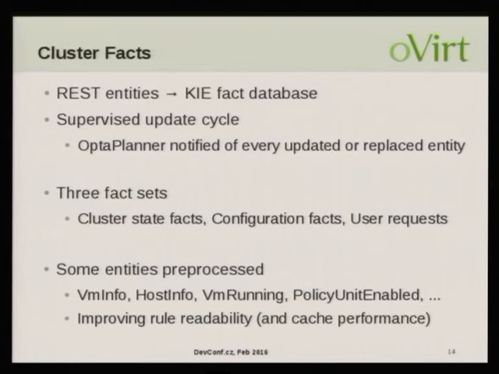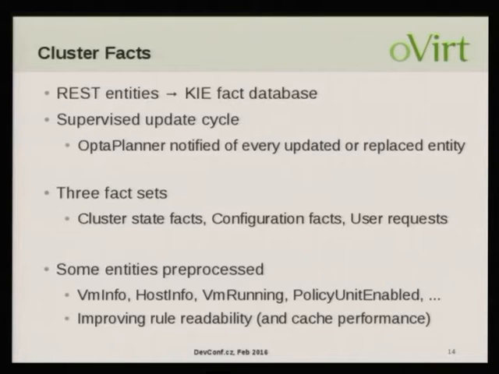Now, cluster facts. What do we actually do with those? So we get the REST entities from the SDK or the REST API. We convert them to objects that can be inserted into the Drools database. KIE is actually "knowledge is everything." That's an abbreviation of the Drools people. It's a fact database. You have a huge heap of simple objects, or not that simple, but a huge heap of objects. It doesn't have any structure. But what Drools can do on top of that is pattern matching. So you can ask for a VM with these two fields being set to a certain value, or you can ask whether some object with certain properties exists. And it's all done using pattern matching. It's all cached, so it's very, very fast. But it eats memory. That's why the optimizer is heavy on resources.